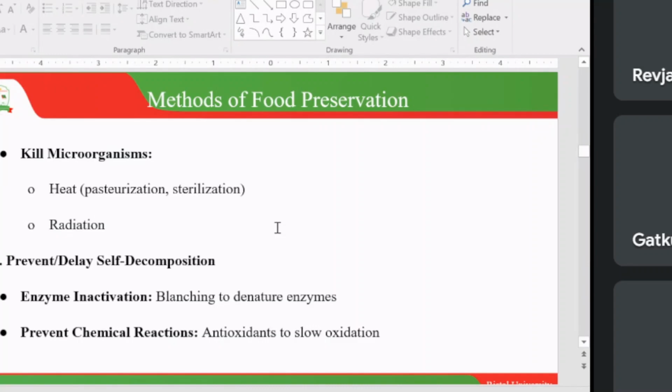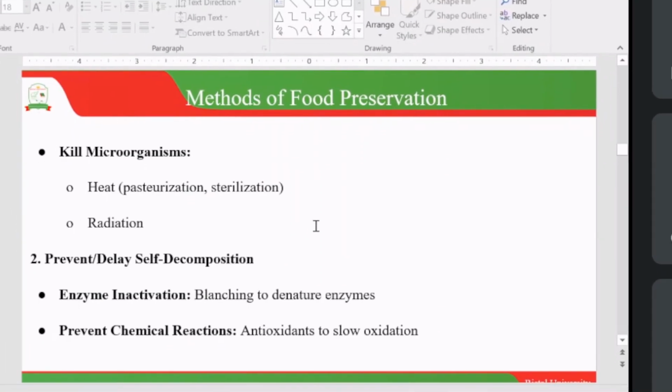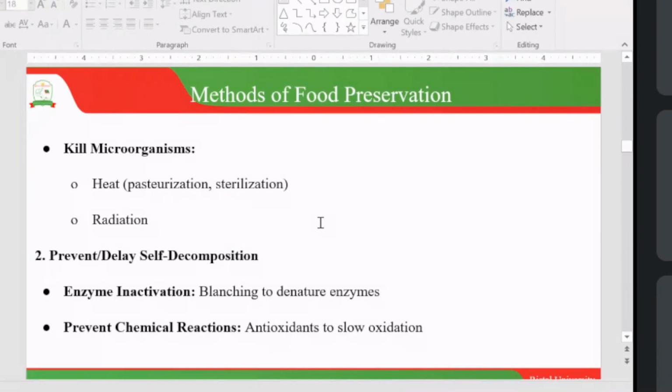And also the radiation. Really, radiation, a few people have given it thought, understanding that some rays are not favorable to the growth of microorganisms. This is where people have also added things to do with microwaves and so on. And also, we are looking at preventing or delaying self decomposition. We are looking at enzyme inactivation.